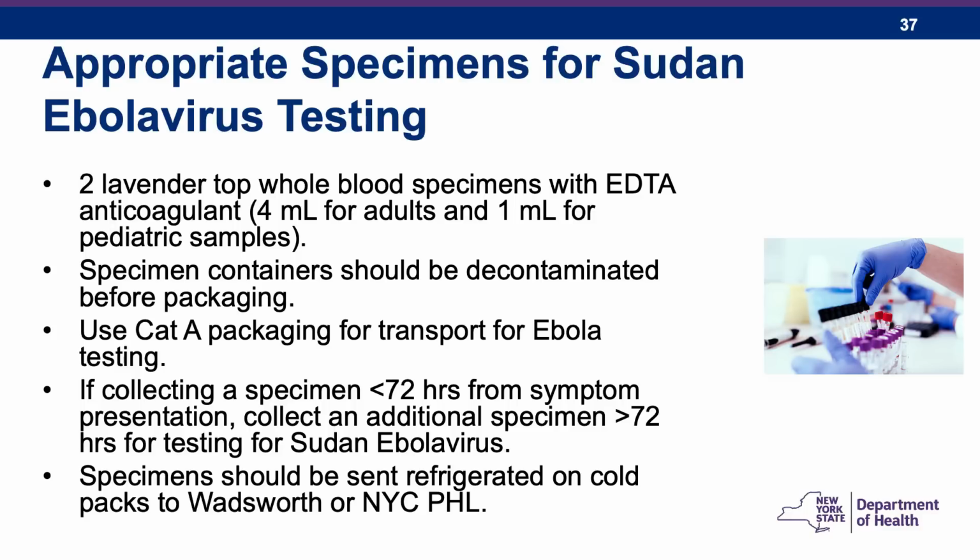The minimum volume for adults should be 4 mL of whole blood and 1 mL for pediatric samples. Specimen tubes should be decontaminated before packaging and transport to the public health laboratory. In accordance with DOT, Category A shippers need to be used for transport to the public health lab for Ebola testing.